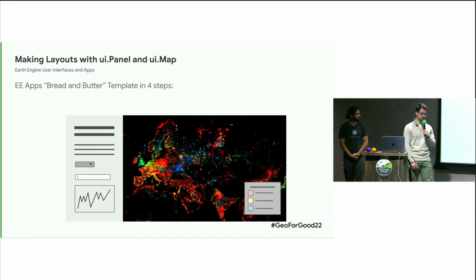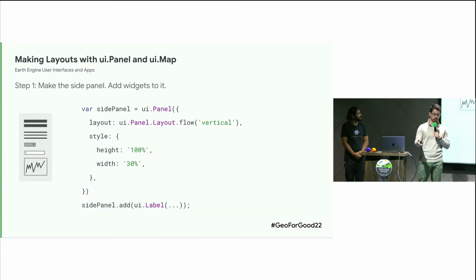All right, so we're going to cover the bread and butter template of putting panels and maps together in 4 steps. First, we're going to create a panel, and here we're going with layout vertical. Like I mentioned on the previous slide, we're going to use a width of 30% because we want a majority of the space for the map. But we can make it more adjustable depending on how we set up the slider. Then we're adding a widget, in this case a label. We didn't specify what it's going to have, but you can add as many widgets as you want to this panel.